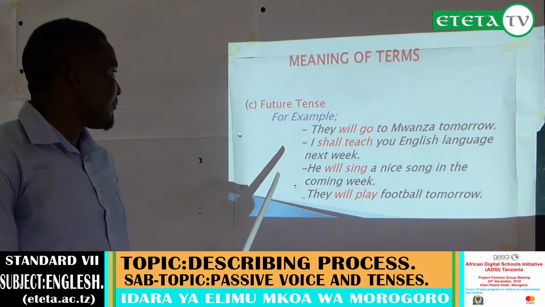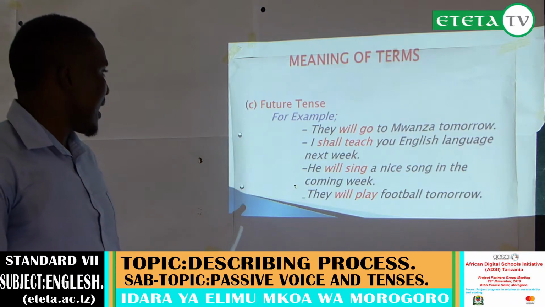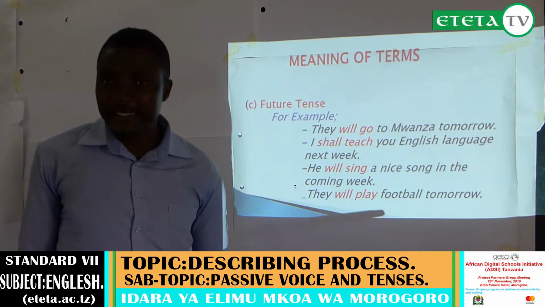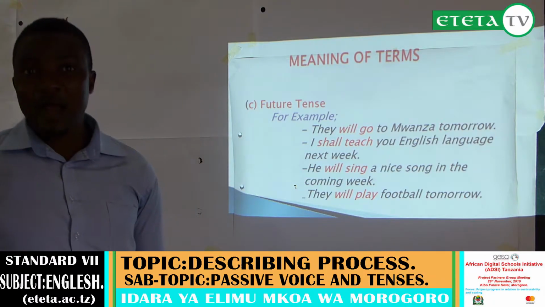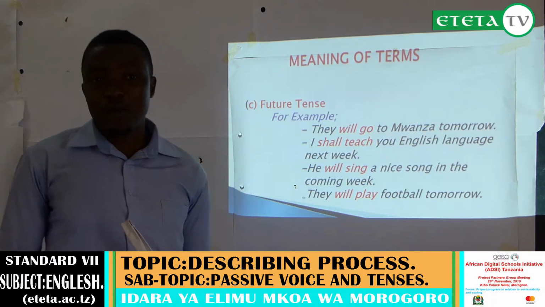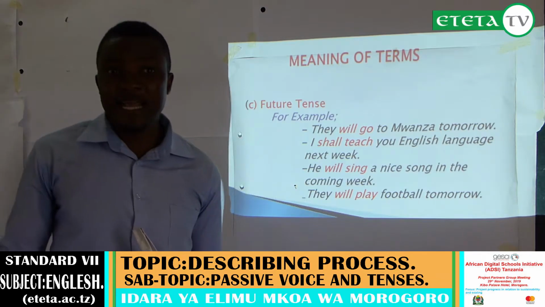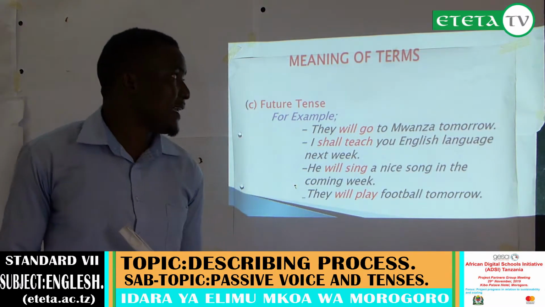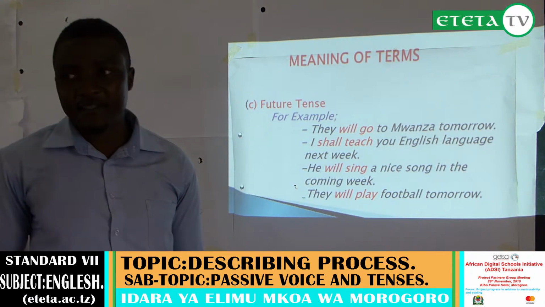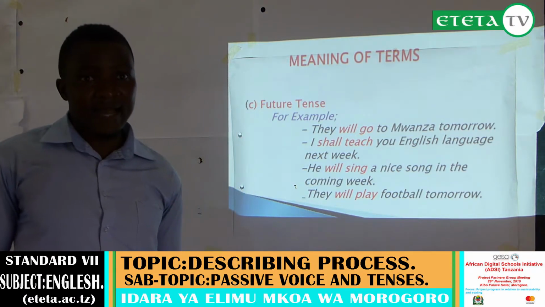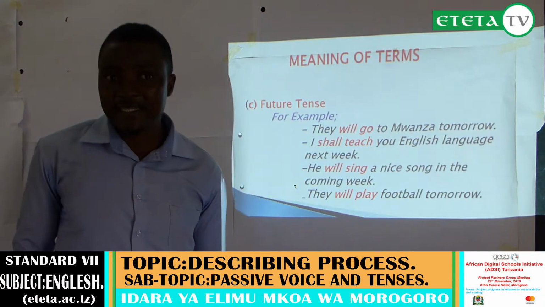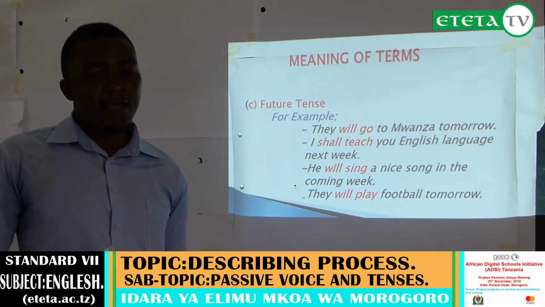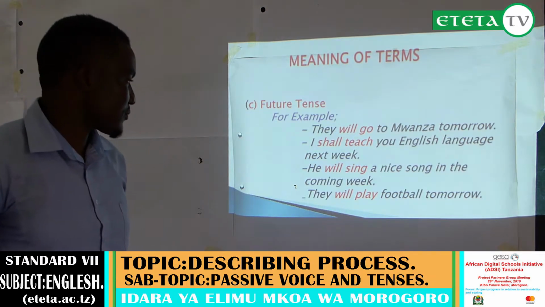Now let us see another type of tenses which is future tense. We said that a future tense is a type of tense which refers to the action which will take place in the future time or in the coming time. Or you can simply say that future tense refers to the action which will be done in the future time.